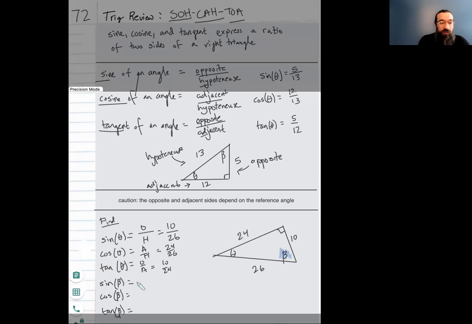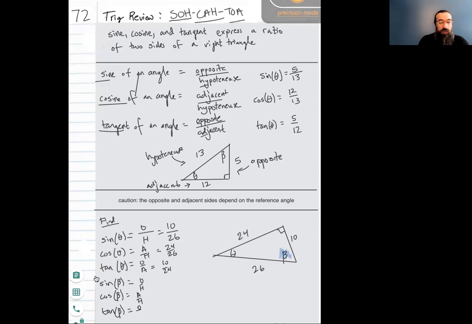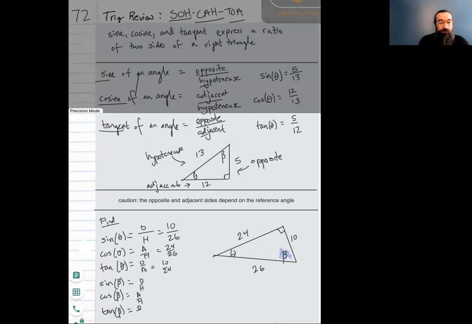Well, again, sine is still opposite over the hypotenuse. Cosine is still the adjacent over the hypotenuse. And tangent still means opposite over adjacent. Right, that hasn't changed. Those are all the same. But the reference is different now. So what is the opposite of beta? The opposite side of beta is 24. That's the adjacent side. The adjacent side is 10. And of course, the hypotenuse is still 26.